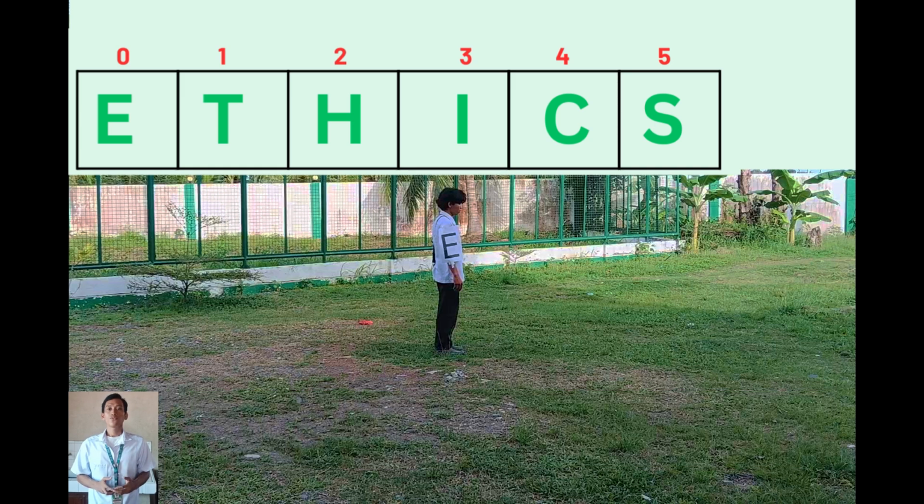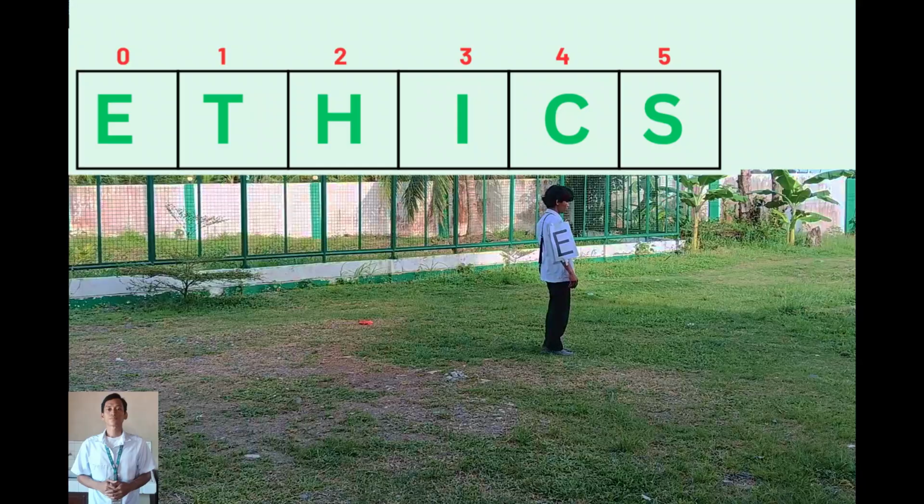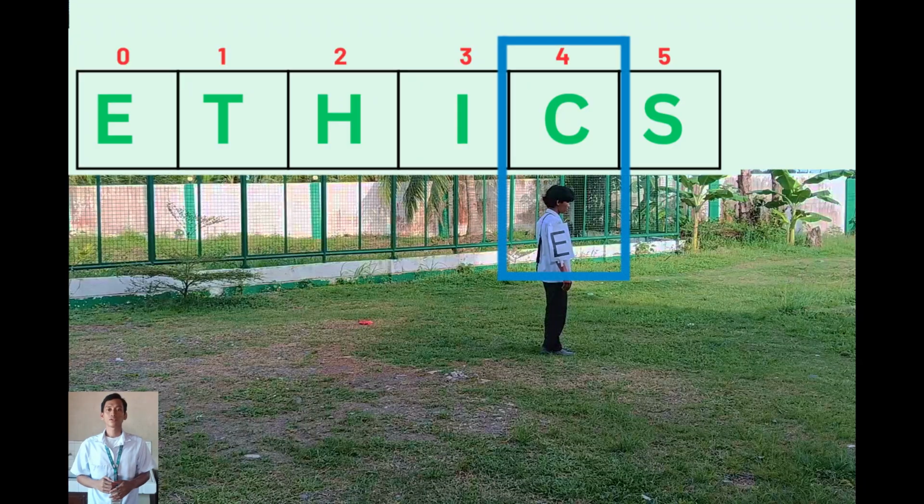And now, we move to the next iteration. In the fifth iteration, the pattern now moves to index 4 of the text. Now, pattern E does not match index 4, which is C. So this is a mismatch. And now, the fifth iteration is finished. And here is the pass for the fifth iteration.